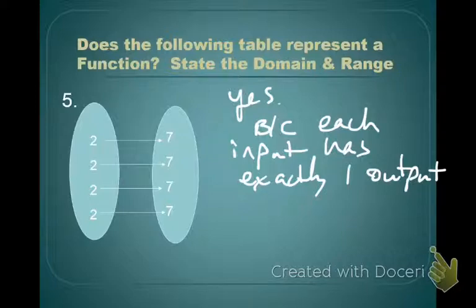Okay? Good. What did you guys come up with for the domain? Domain is 2. Yep. Range? 3 to 7. Beautiful. Doesn't matter how many times you list it, right? All the inputs still only have 1 output. Okay? Doesn't matter how many times you list it. Okay? Good.